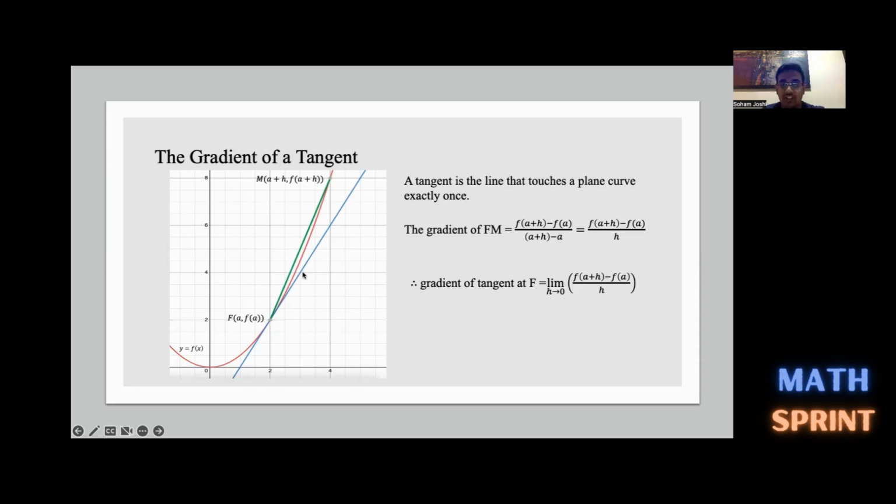So the green line's gradient will become nearly equal to the gradient of the blue line as the x difference between points F and M approaches zero. So therefore, we can say, using limits, that the gradient of the tangent at point F is equal to the limit of f of a plus h minus f of a, divided by h, as h approaches zero.